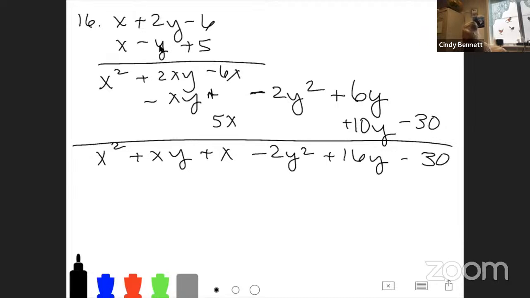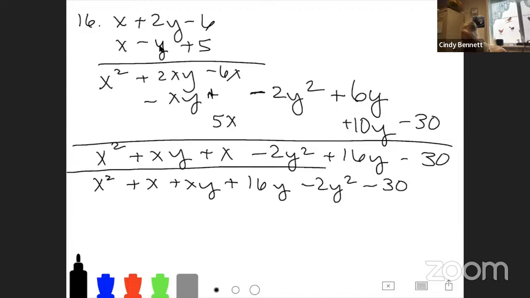Okay, so now putting the things in alphabetical order. I have x squared, then I have x, then I have xy, then I have plus 16y minus 2y squared minus 30. So that's the same thing. I just rearranged it a little bit. Okay, let me check my answer.